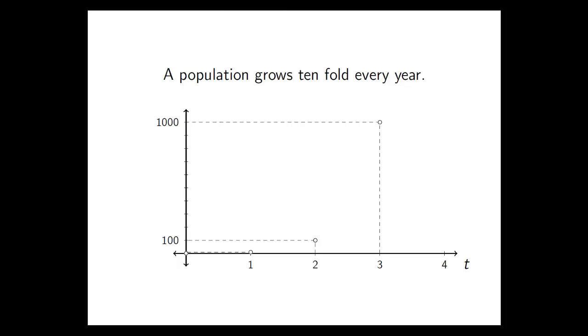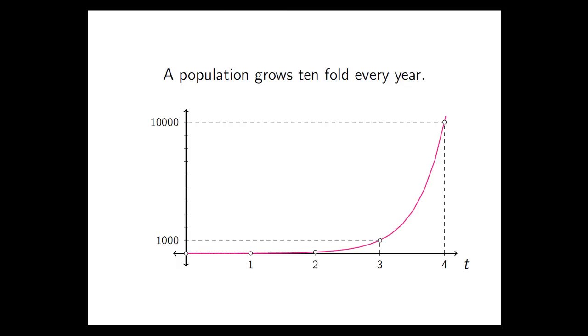The early population sizes at time 0, 1 and 2 are starting to cluster in a sort of difficult to view clump at the bottom of the axis. Let's go one step further. After 4 years, our population has a whopping 10,000 members. If we join those dots with a smooth curve, indicating continuous growth of that population, we get a picture that looks like this. Classic exponential growth.